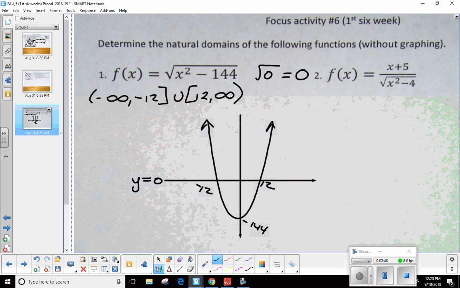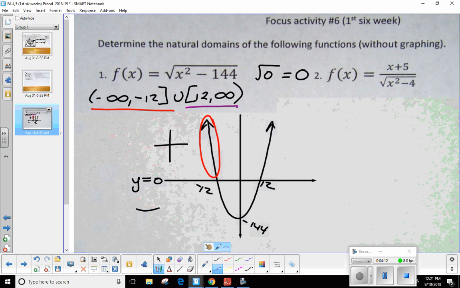So we've talked on this idea before. If you're above the x-axis, that's where you're positive. That's where you have all your positive y values, right? What if you're below? You're negative. Well, take a look at the domain that I gave you. Everything from negative infinity to negative 12, so this represents this area right here. While the 12 to infinity is represented by this right here.